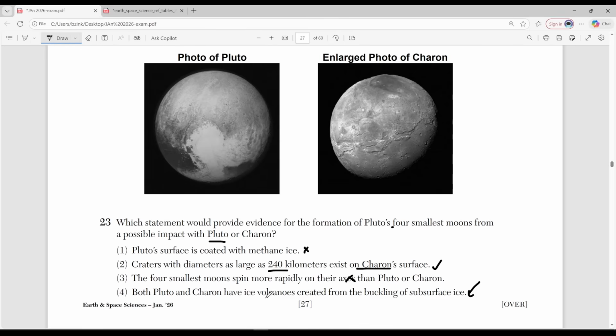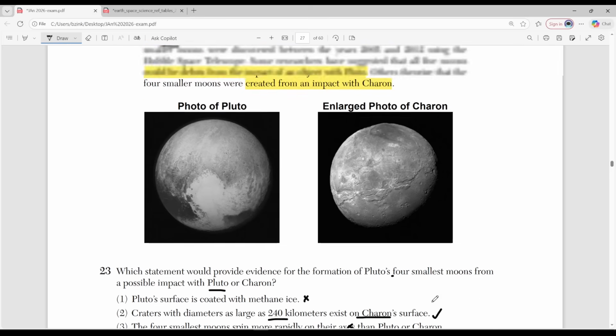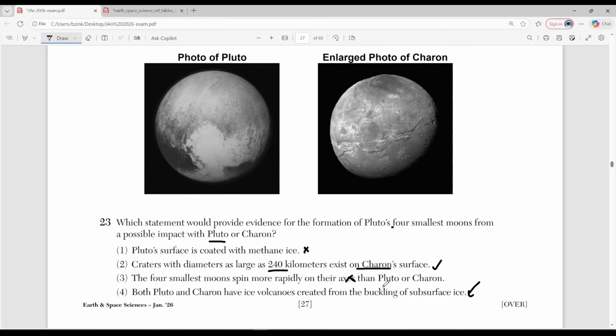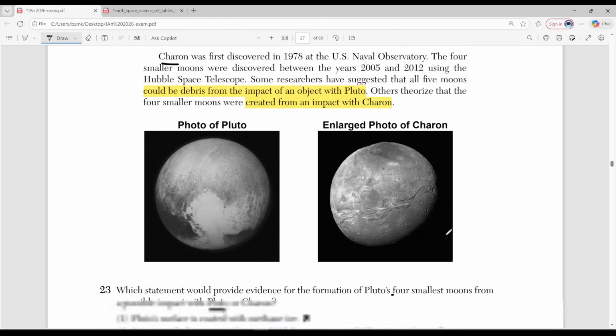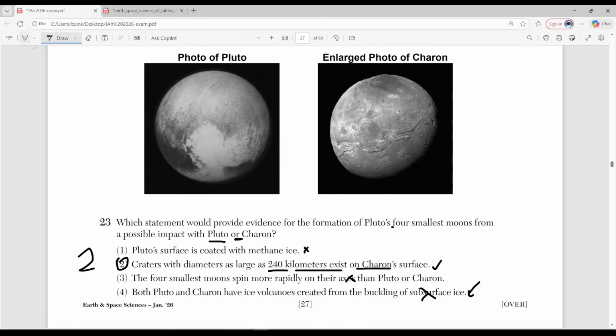Both Pluto and Charon have ice volcanoes created from the buckling of ice. That's not going to provide us with impacts, though. Buckling of ice could be from tectonics, it could be from melting, so I'm going to get rid of that one. This is the only one that it could be. Craters with diameters of this exist on Charon's surface. Oh, it says Pluto or Charon. This question's terrible. I'm going to go with 2 as the best answer, but I think this is a bad question. Who wrote this?